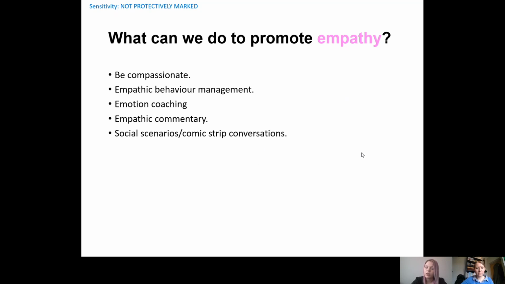Social scenarios and comic strip conversations can be a really good tool to help promote empathy, not just for the child, but also for the adult supporting them, because it can sometimes be quite difficult to find out why children are doing things in a certain way or behaving in a certain way, or you can't figure out why they're feeling a certain emotion. It's not automatically obvious. And going into things like that, where you've got time to go back into more depth with a specific child, can be a really useful tool.